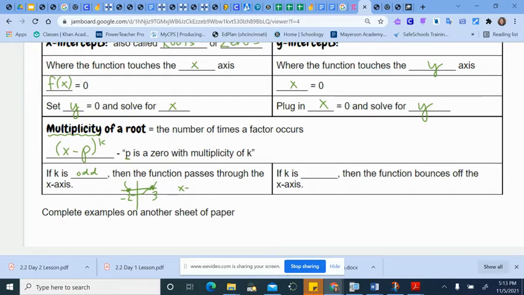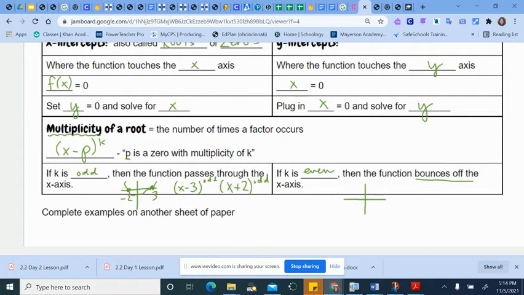So x minus 3 has some odd exponent on it. I don't know what it is, but I know it's odd. And the root of x plus 2 has some odd exponent on it. I don't know what it is, but I know it's odd. If k is even, if that exponent on a root is even, then it's actually going to bounce off the x-axis.